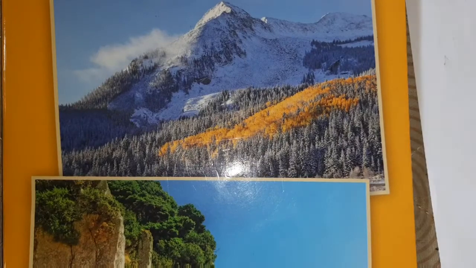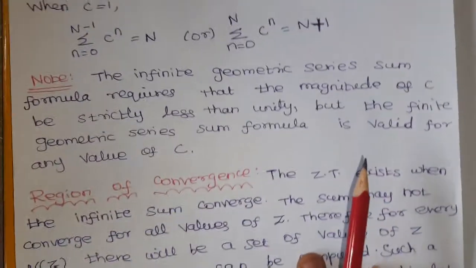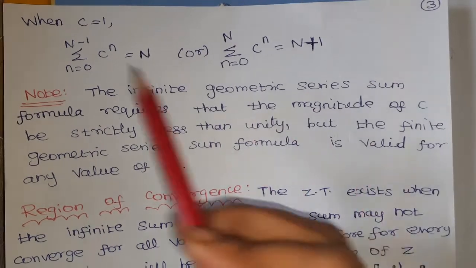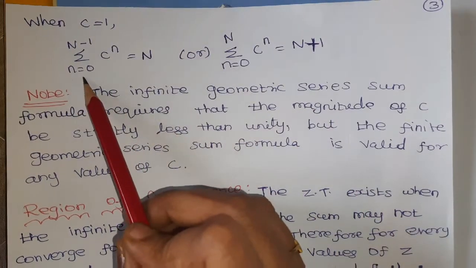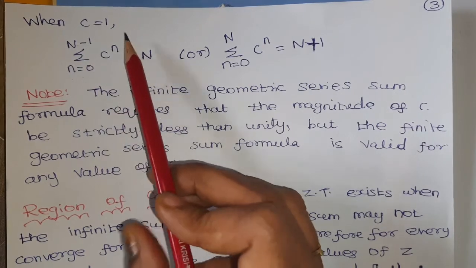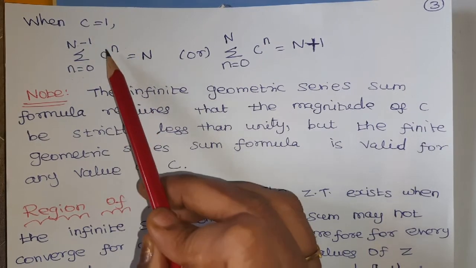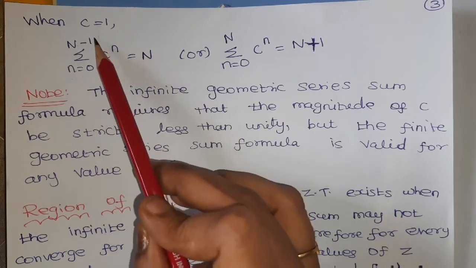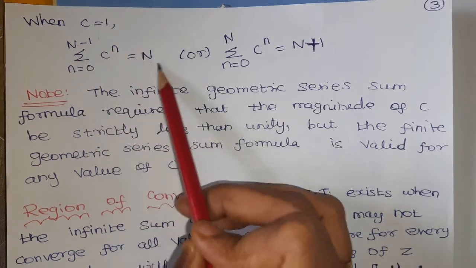Next, when C is equal to 1, what will we get? When C is equal to 1, it is the summation n from 0 to n minus 1 of C power n. It is nothing but, when C is equal to 1, substitute 1 power n. What is the limit? Plus 1. We will get simply n.